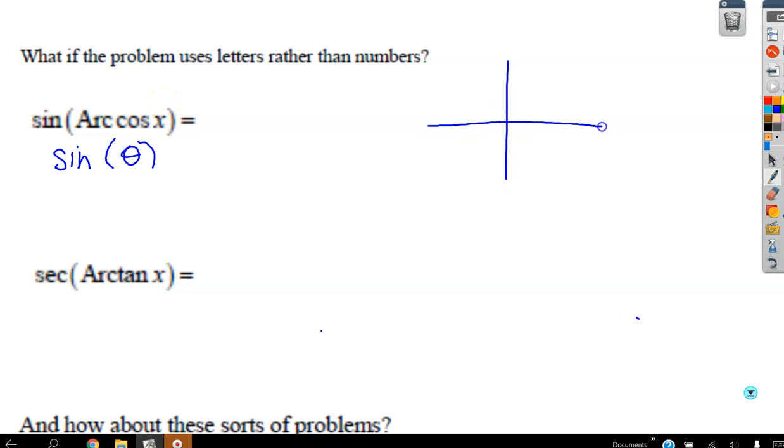So what do I know about that? Well, I know that the cosine is x. But remember, technically x is x over 1. So I'm going to draw my little triangle, and I'm going to say, okay, the cosine is x, which is adjacent over hypotenuse. I'm going to use Pythagorean theorem to get this side. And then all I need to do is get the sine of that same angle. And the sine of that same angle is opposite over hypotenuse.